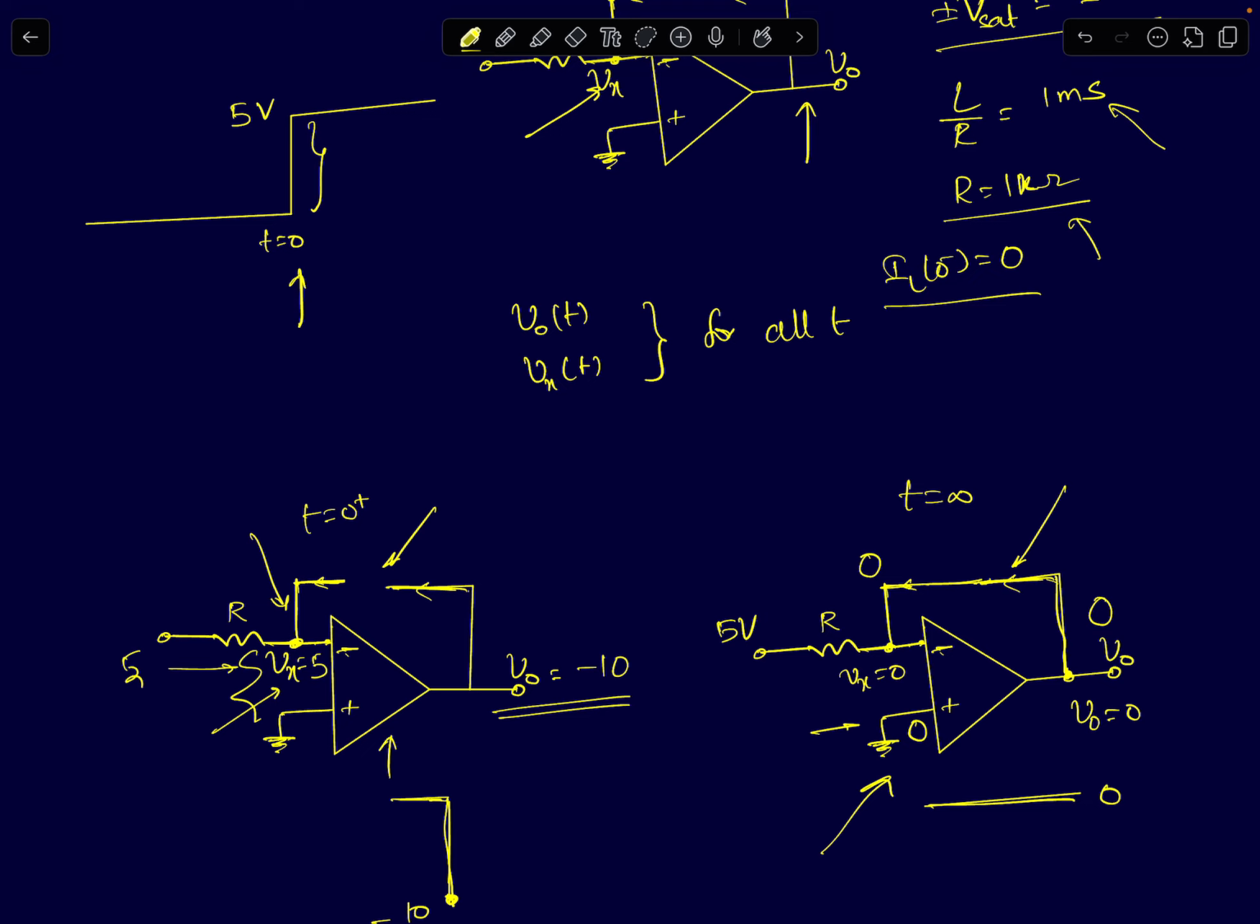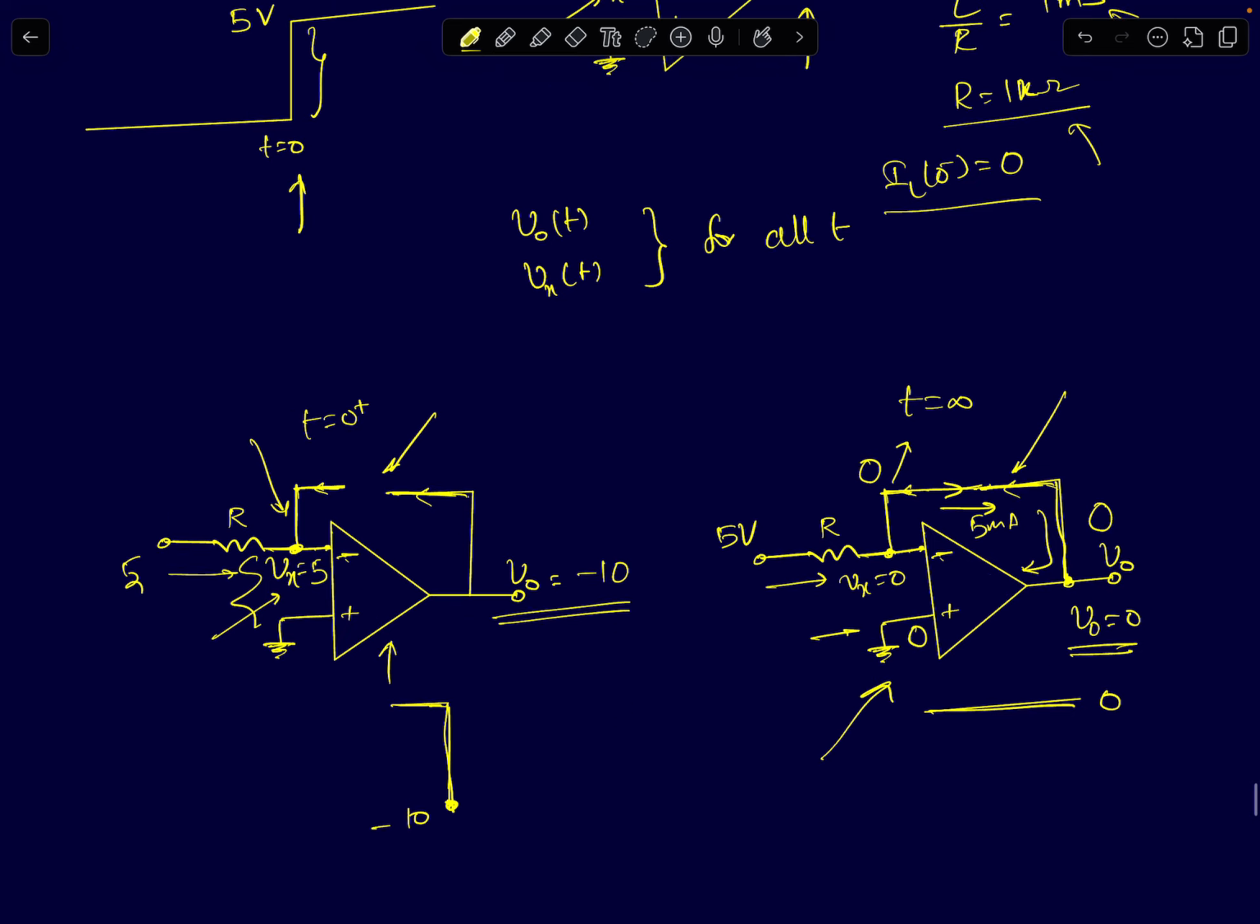So V0 is 0, Vx is 0, and the current flowing through the resistor is given by 5 by R. In this case, R is 1 kilo ohm, so the current will be 5 milliamps. You will have a 5 milliampere current flowing in this direction into the op-amp. Output voltage is at 0 and the inverting node voltage is also at 0. So this part is clear, right?